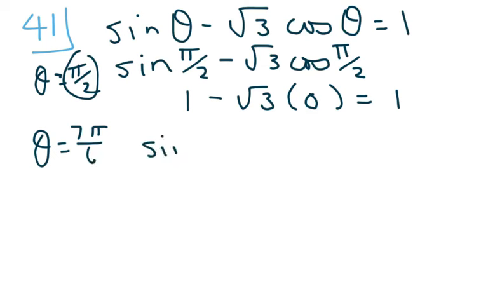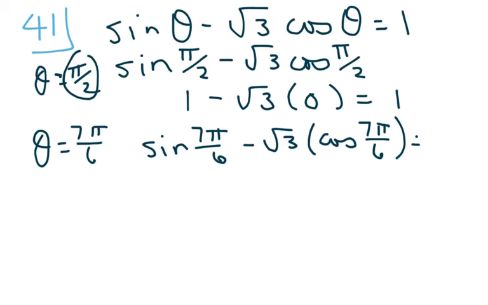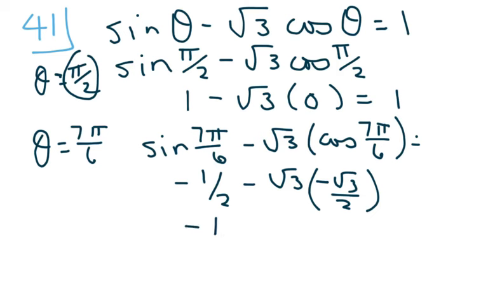So I'm going to get sine of 7 pi over 6 minus root 3 times cosine of 7 pi over 6. What I'm going to get there is negative 1/2 minus root 3 times negative root 3 over 2. This gives us negative 1/2 plus 3 over 2, which gives you 2 over 2, which equals 1. So those are basically our two solutions.